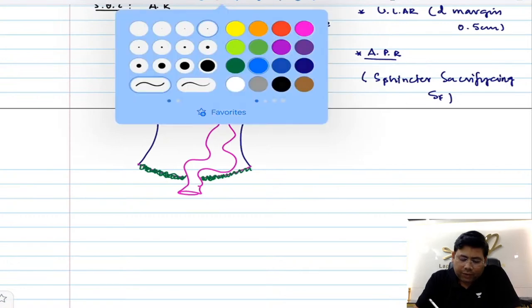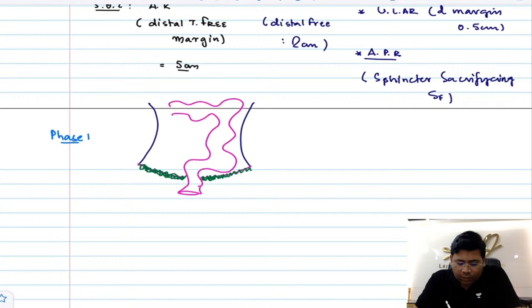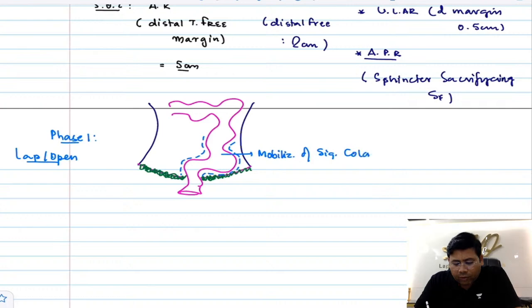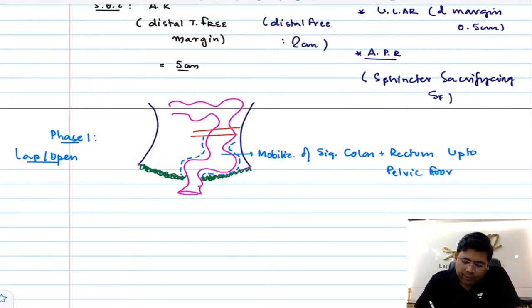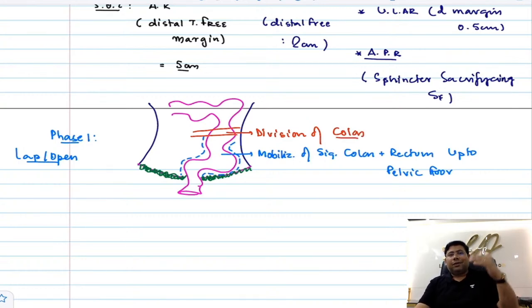The first phase of the surgery, phase one, you can do a laparoscopic or an open procedure. Nowadays people are doing laparoscopic. So you will do the mobilization of the colon: mobilization of sigmoid colon plus rectum up to the pelvic floor. Along with this, you are going to divide the rectum, and the division of the colon at the level where it is joining with the sigmoid colon.